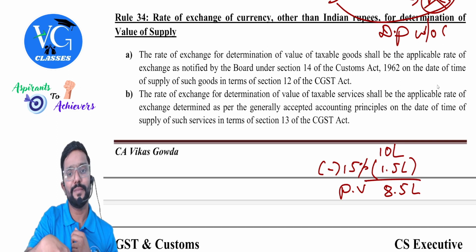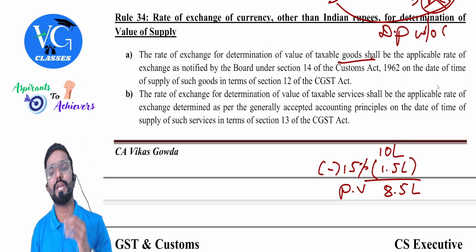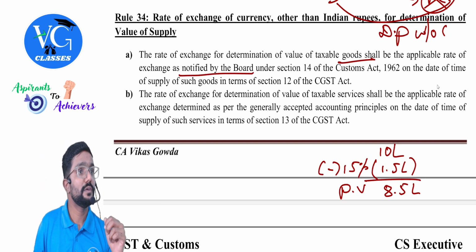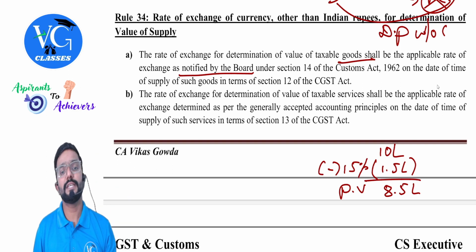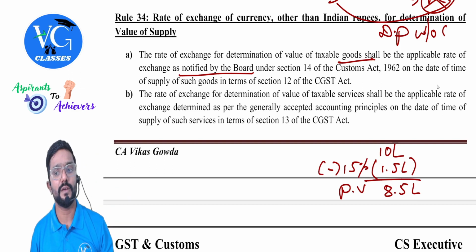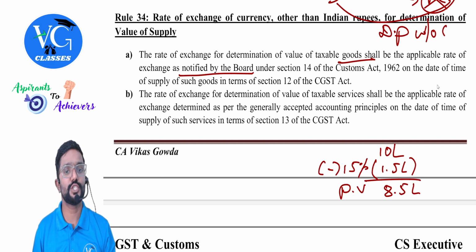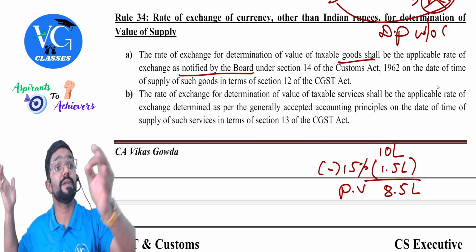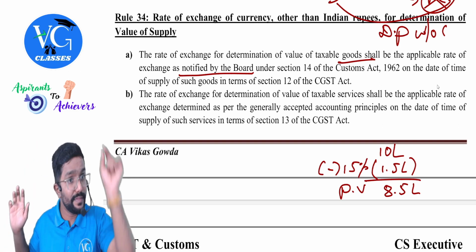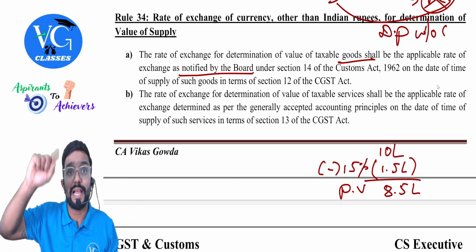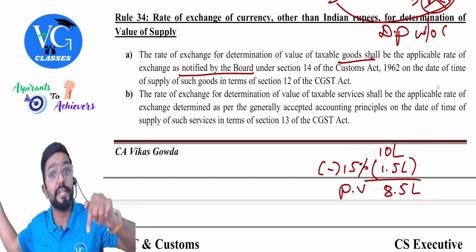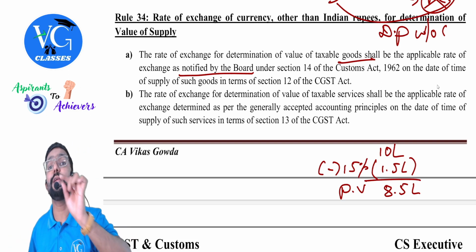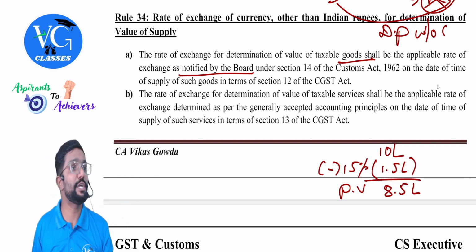The rate of exchange for determination of value of taxable goods shall be the applicable rate of exchange as notified by the board. Which board? CBIC under section 14 of the Customs Act 1961, on the date of time of supply of such goods as per section 12 of the CGST Act. Guys, section 12 of the CGST Act talks about what? Time of supply of goods. Now they are telling that on that day, whatever is the exchange rate as notified by whom? CBIC on that day. Which day? On the date of time of supply for goods as determined under section 12.